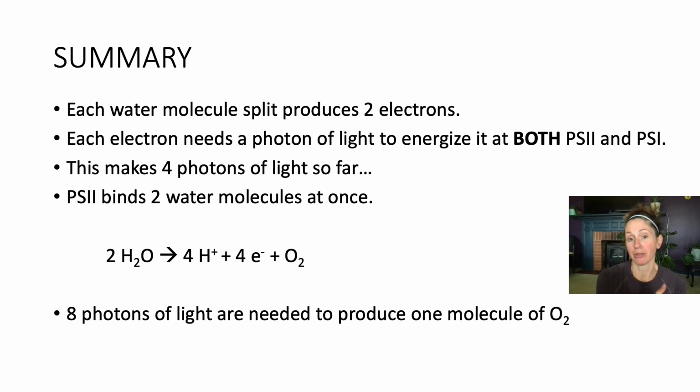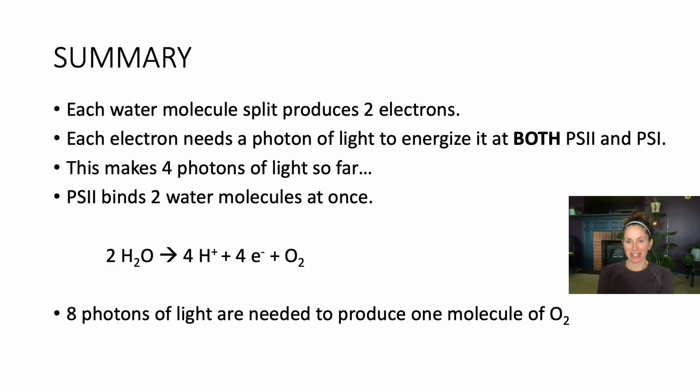Now, as I mentioned earlier, I planted a little seed that PS2 binds 2 water molecules at once. So we're getting 2 water molecules, so we're getting 4 electrons, which means we need 8 photons of light for one whole linear pathway, if you will. 2 water molecules are going to release 2 electrons each, so we're at 4 electrons. Each electron needs 2 photons of light. So 4 times 2 is 8 photons of light. Thank goodness there's so much light.